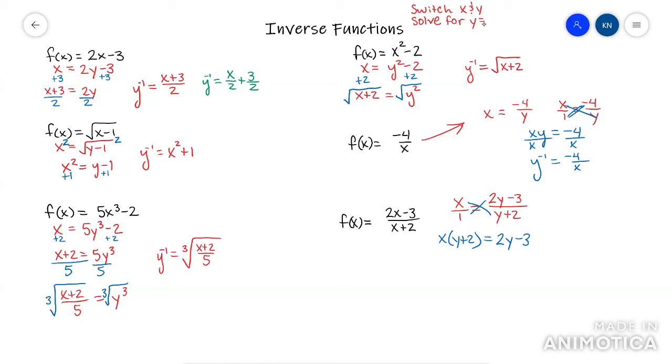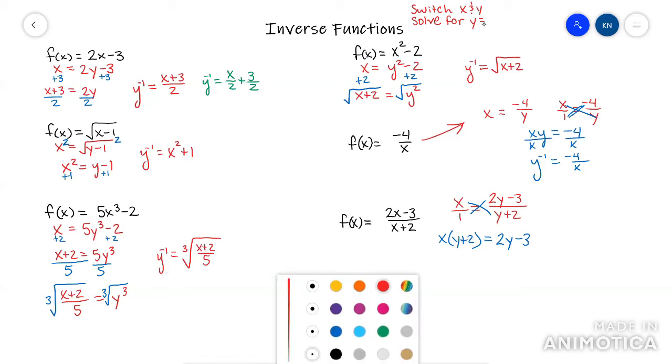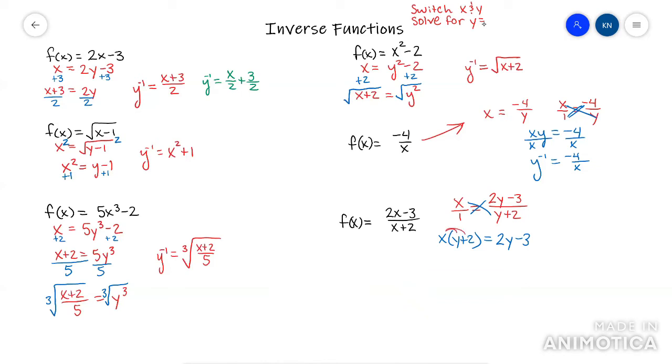All right, so you are here. Now, go ahead and distribute your x. So it's like xy plus 2x equals 2y minus 3. Okay, now I've got y's on both sides of this equation. So I'm going to move anything with a y to the right side. So this xy part, it's got to go. It's not a like term with anything.